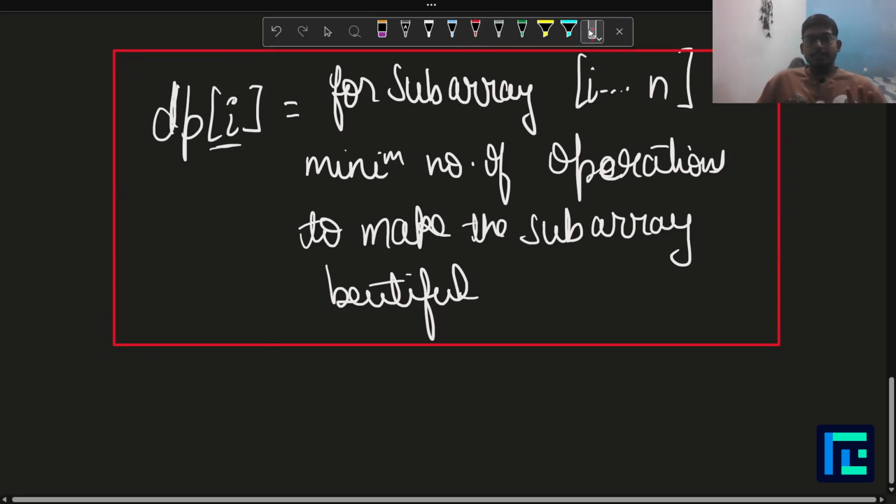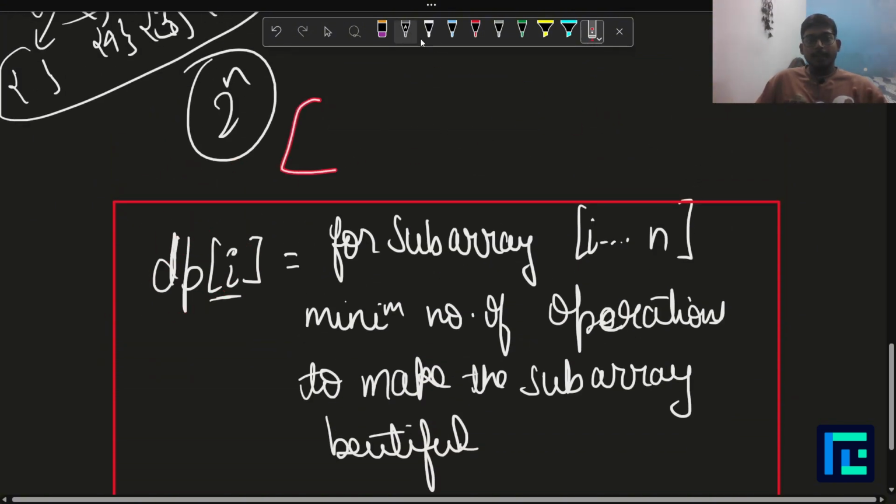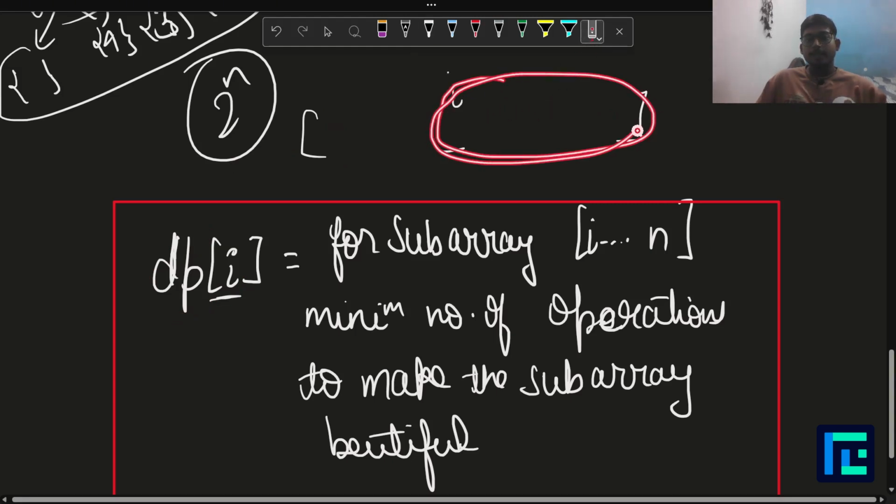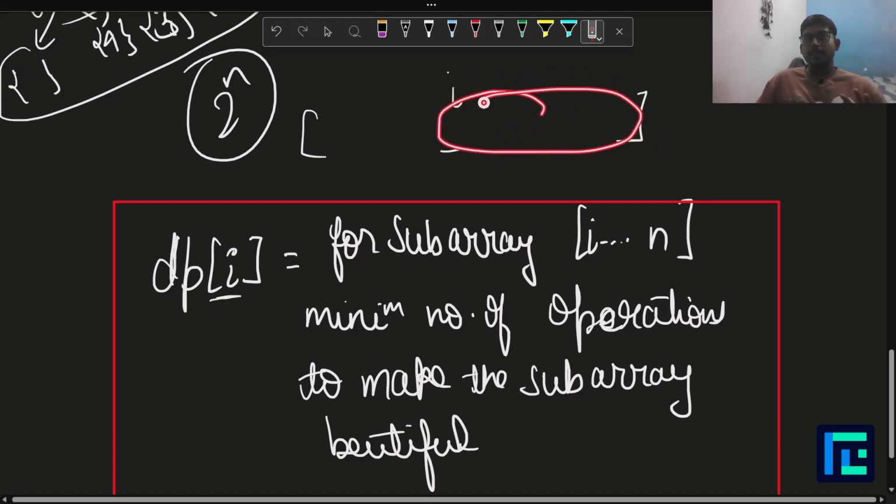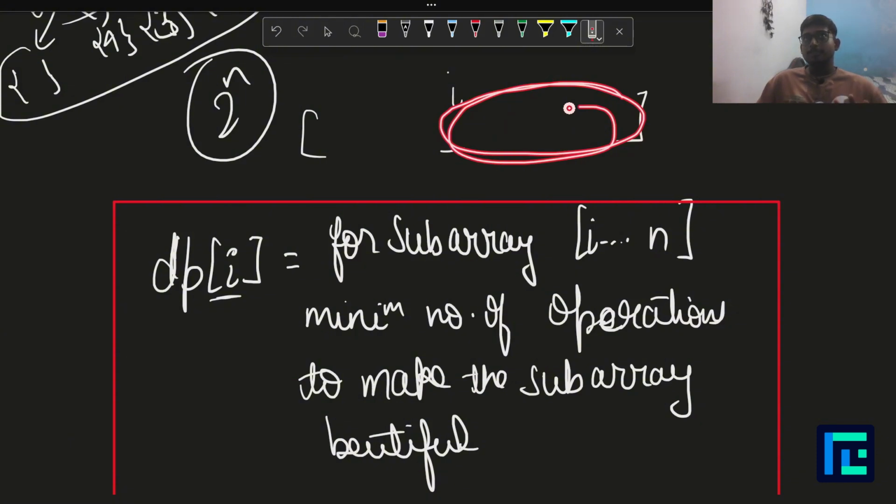This is my DP state. My DP[i] represents that if I have an array like this, and here somewhere is my i, then for this subarray, if you only have this subarray as a question, what's my answer? What's the minimum number of removals from it, so that I can make this sequence beautiful? That's my DP state. Now how can I write my transition?